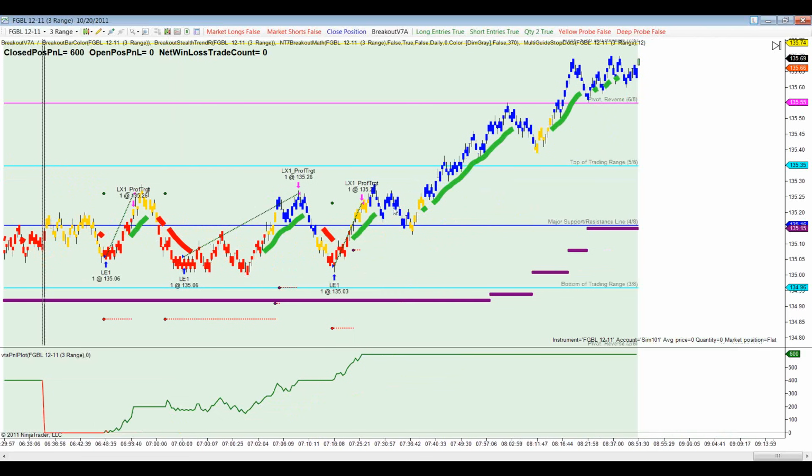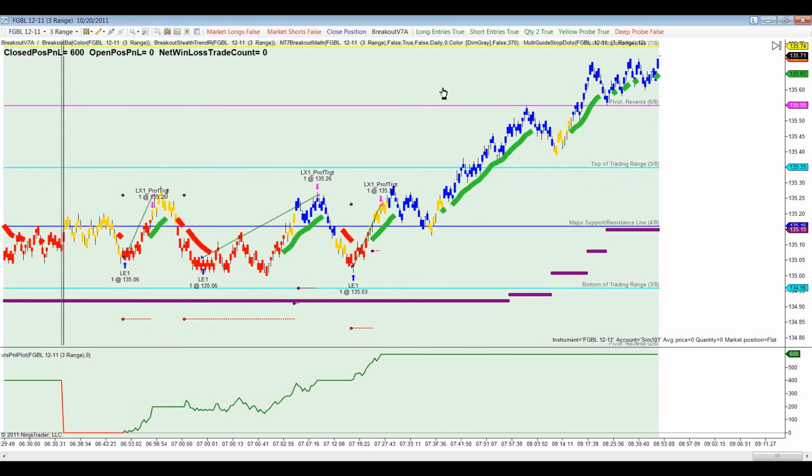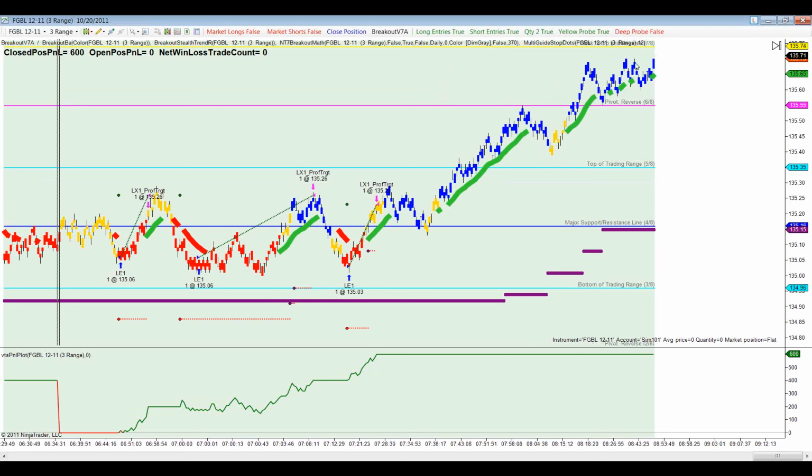And as you broke out, one of the nice features about this is the yellow bar probe wasn't activated in here, right? There was no yellow bar probe activated. But as you broke out through here in real time, if you wanted to, you could have turned on the yellow bar probe entry by going like this, and it would have taken this trade down in here, or it would have taken this trade down in here. So this is a way you can selectively monitor this. We're making new highs as we're talking here.